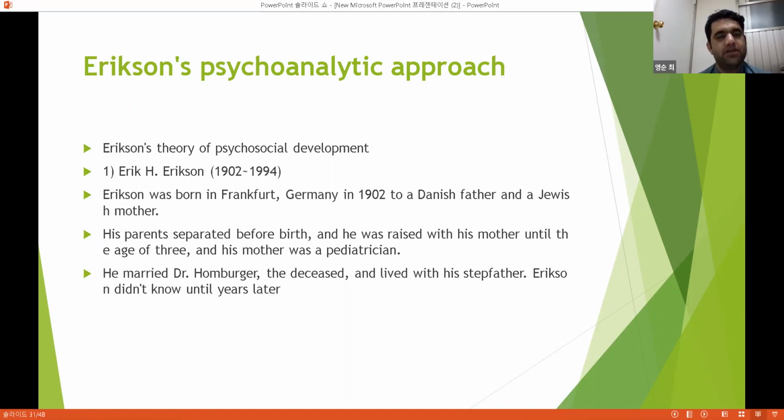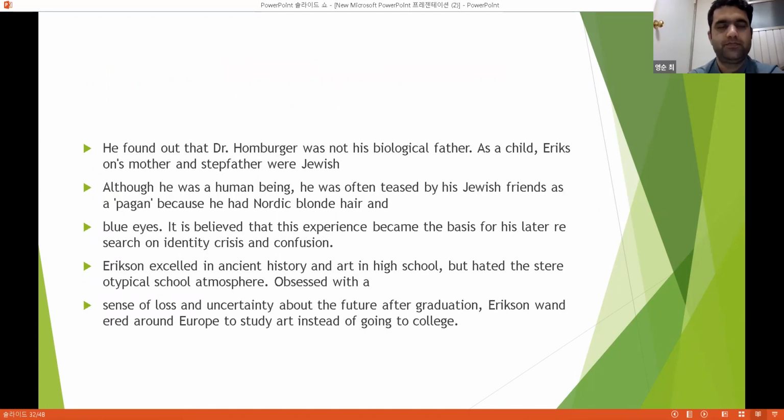His parents separated before his birth, and he was raised with his mother until the age of 3. His mother was a pediatrician, and she married Dr. Hamburger, right? It's quite close to hamburger. And he lived with his stepfather. Erikson did not know until years later that Dr. Hamburger was not his biological father.